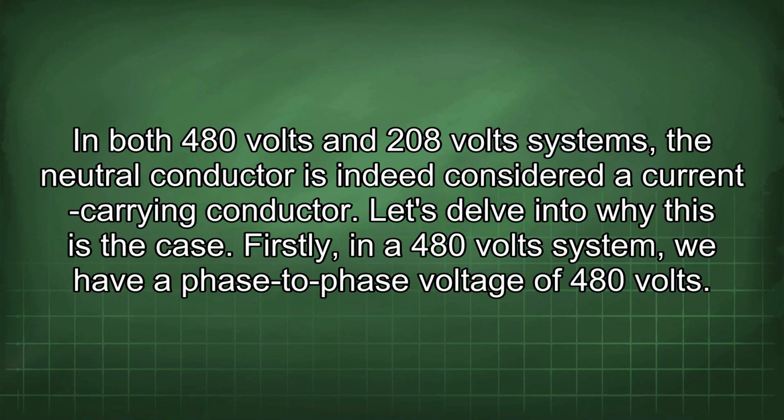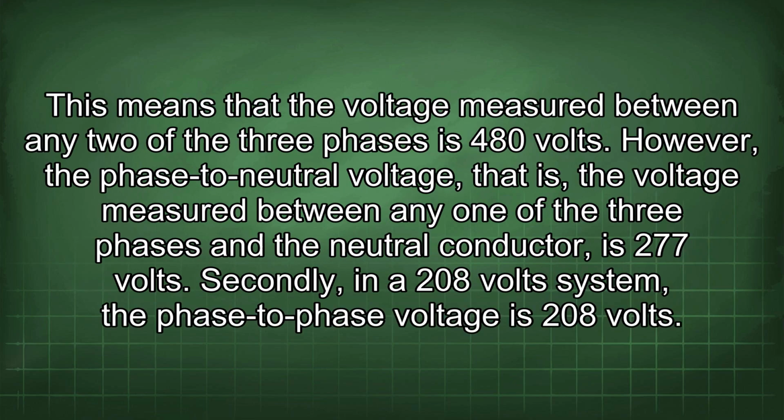In both 480 volt and 208 volt systems, the neutral conductor is indeed considered a current-carrying conductor. Let's delve into why this is the case. Firstly, in a 480 volt system, we have a phase-to-phase voltage of 480 volts. This means that the voltage measured between any two of the three phases is 480 volts.